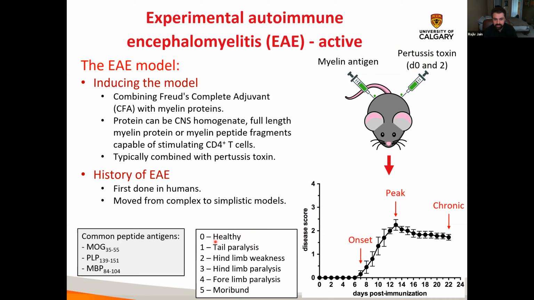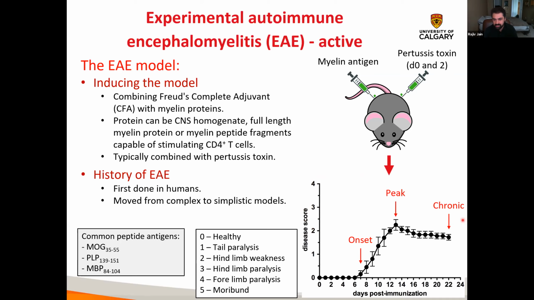And in this 5-point scale, it's basically describing ascending paralysis, where at 0, the mice are healthy. At a score of 1, that represents tail paralysis. 2, that represents hind limb weakness. 3 would represent hind limb paralysis. 4 would be forelimb paralysis, and 5 is pretty much where you shouldn't let your mice ever go to, but that would represent the point just before death.